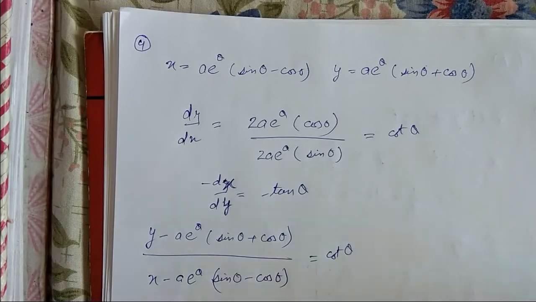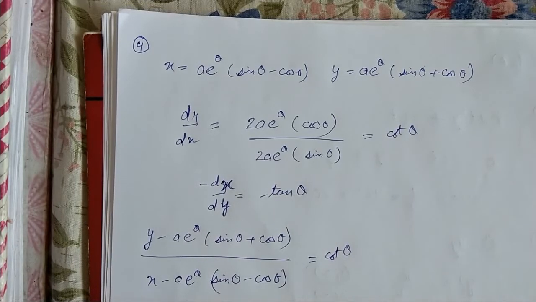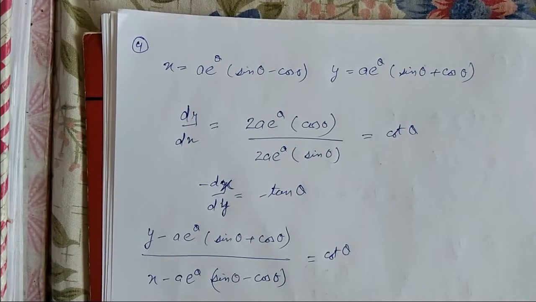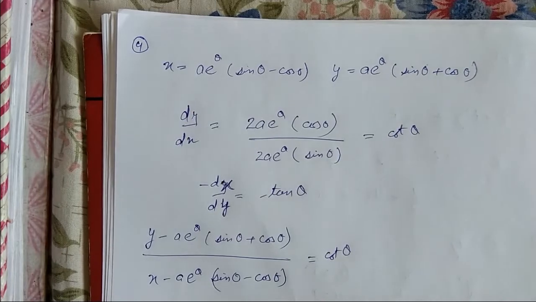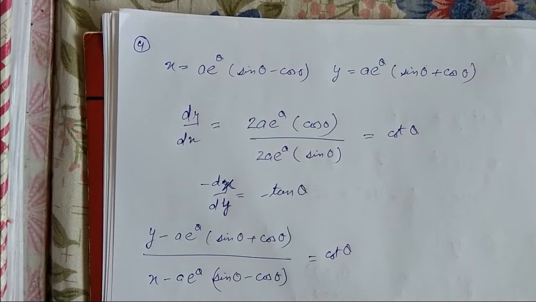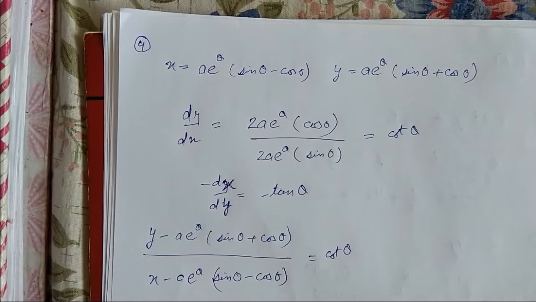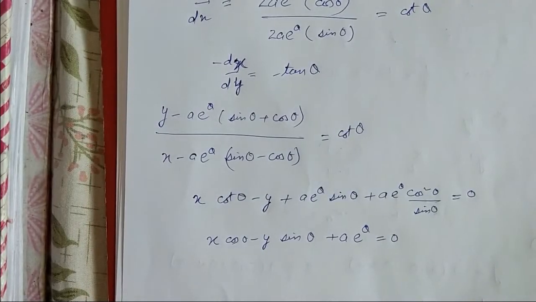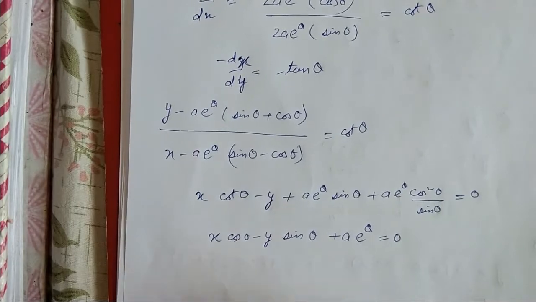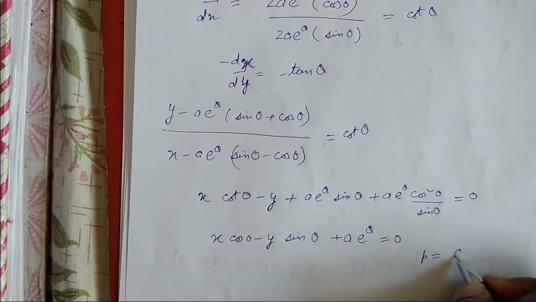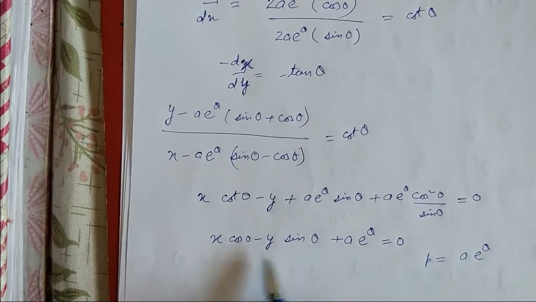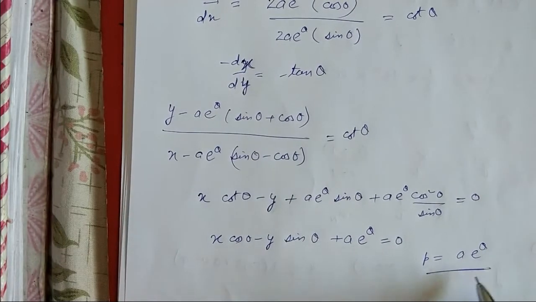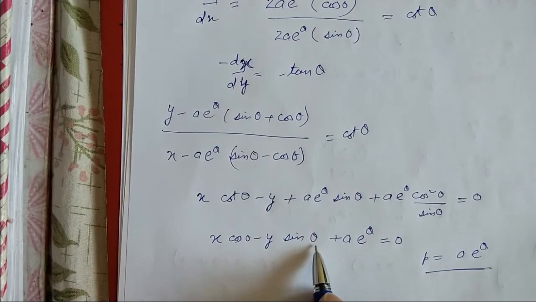Now simplifying this, multiplying by sin theta, we get x cos theta minus y sin theta plus a e power theta is equal to 0. So perpendicular distance of this line from origin would be a e power theta upon square root of cos square plus sin square.